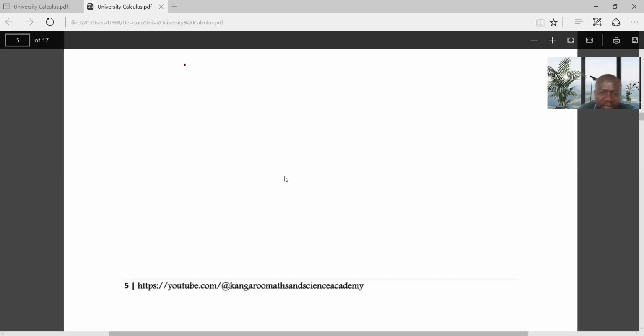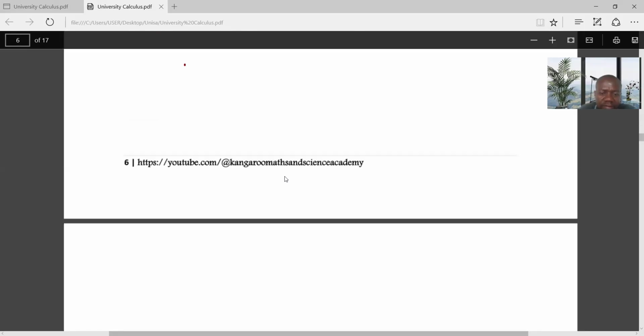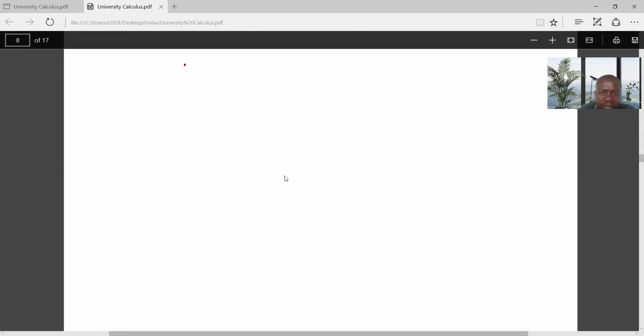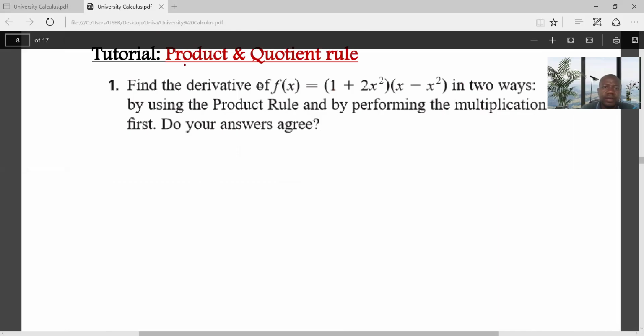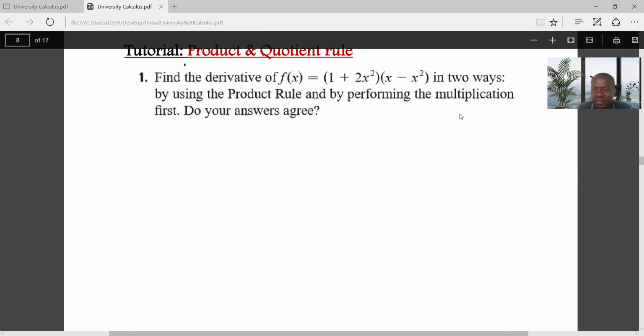In the tutorial, here is the first question. The first question says, find the derivative of this function in two ways: by using the product rule and also by performing the multiplication first. And do your answers agree?